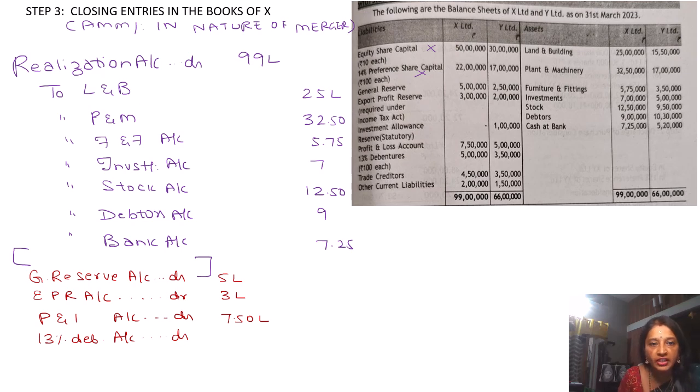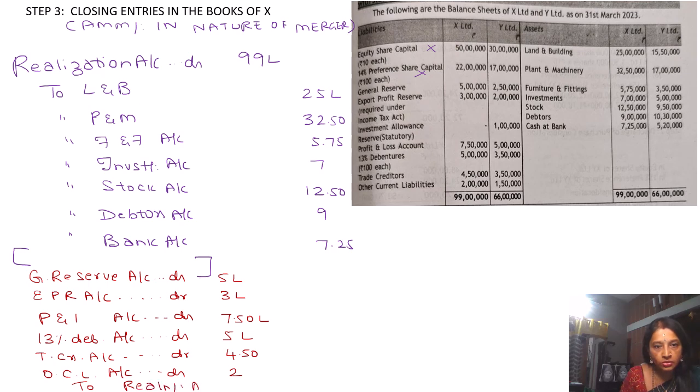Then 13% debentures account debit, amount is 5 lakhs. Then trade creditors account debit, amount is 4,50,000. Then other current liabilities account debit, amount is 2 lakhs. So then there is no space, I will just adjust. I hope you can understand. To realization account, to realization account.